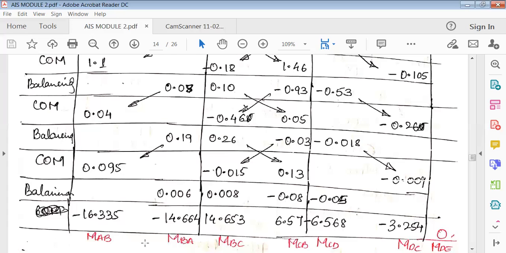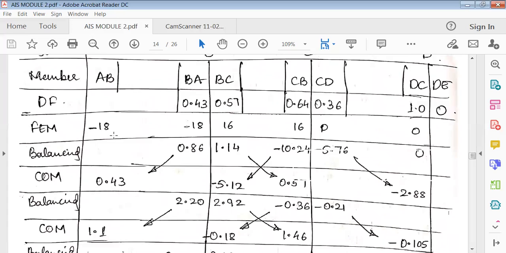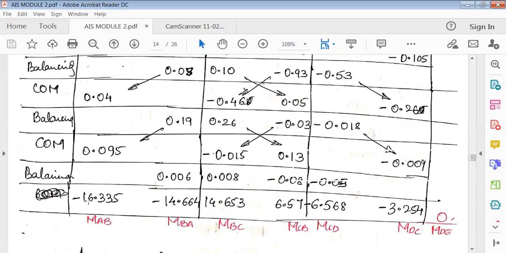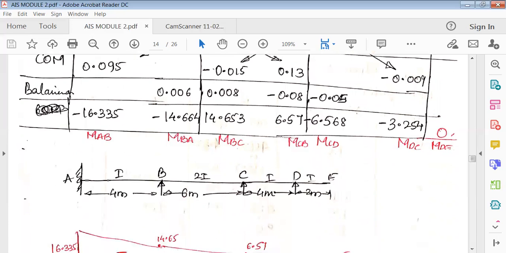Once you balance, then stop it, then go on adding all of these. First column, second column, so this should be equal and opposite, and here it is one value. Once you get this equal and opposite, then whatever you've done is right. It's like a check for BA, BC, CB, CD. Once you get all of this, you can just write it here only, easy for you to understand with the moments.